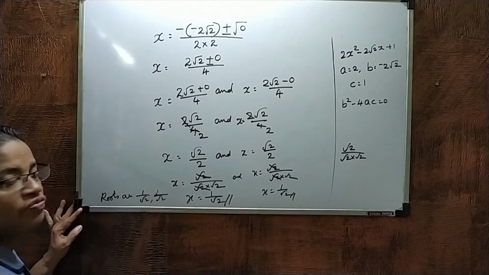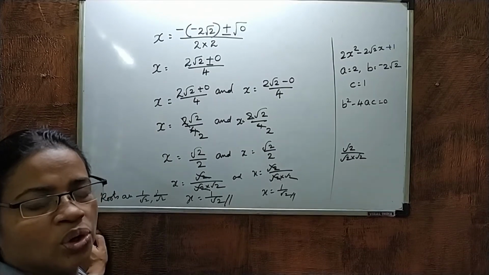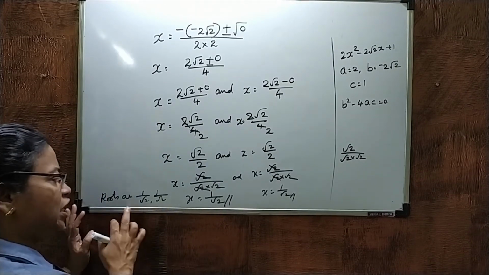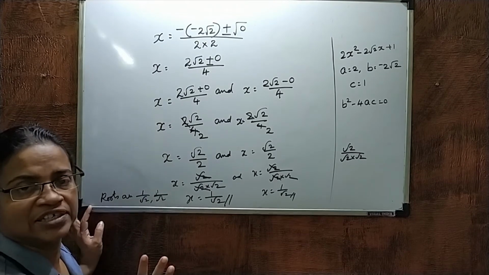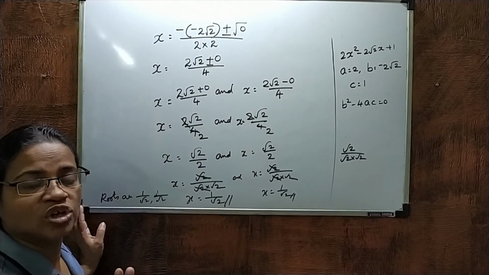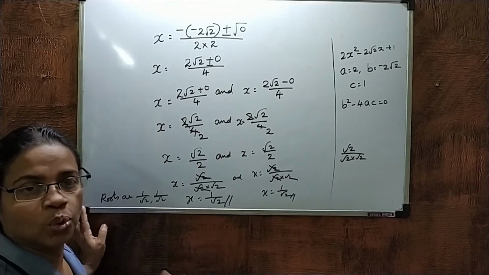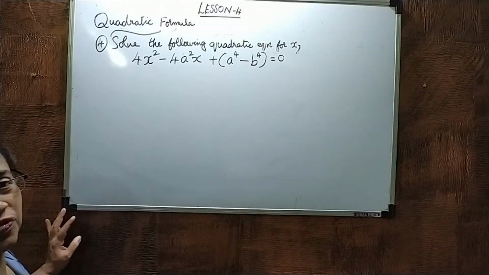So, what we can learn from here? When b square minus 4ac is equal to 0, what will happen? We will get the same roots, equal roots. Clear? When b square minus 4ac is equal to 0, we will get equal roots. Clear? This is the fourth question.